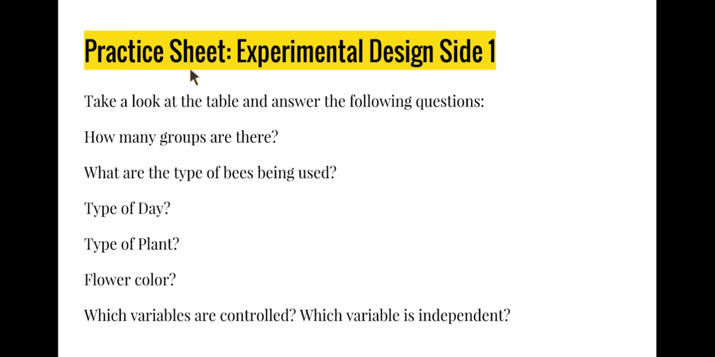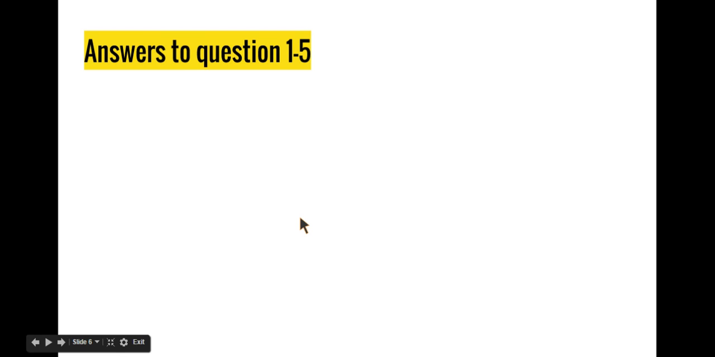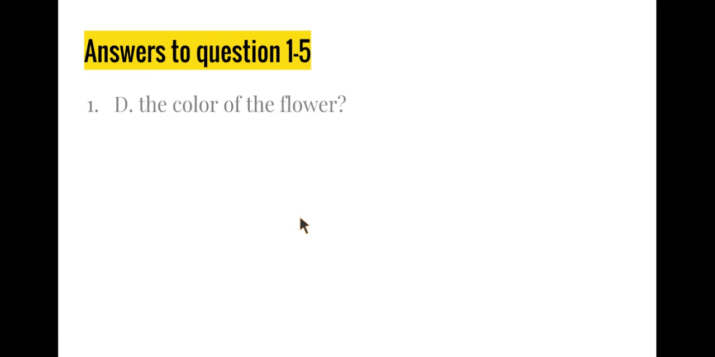Okay, welcome back. I hope you guys were able to answer this pretty easily. Let's take a look at your answers. All right, answers to questions 1 through 5. Number 1, what factor is the independent variable in this experiment? The correct answer is D, the color of the flower, because that is the one variable that is changed in this experiment.